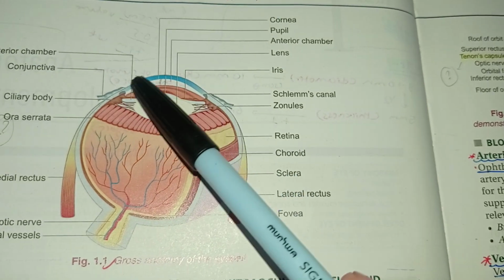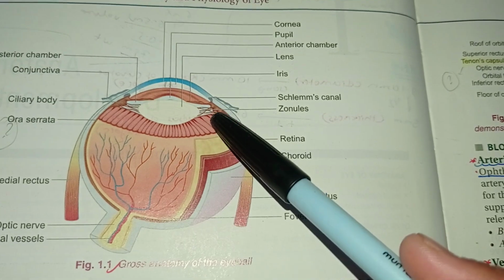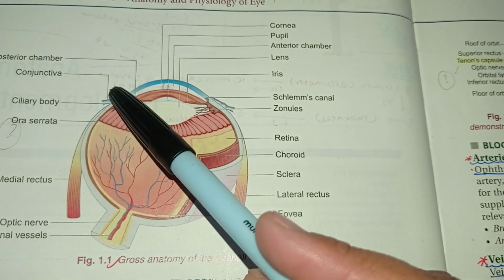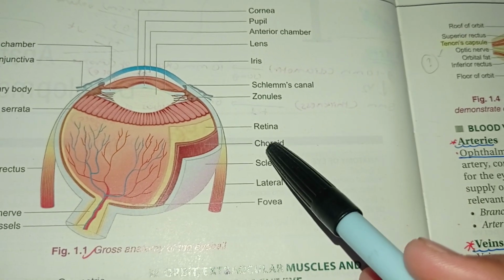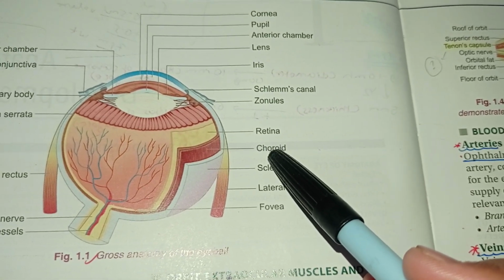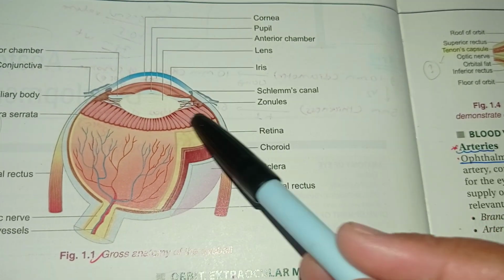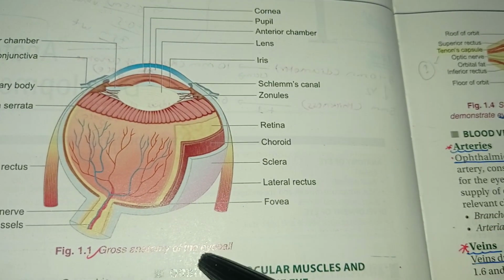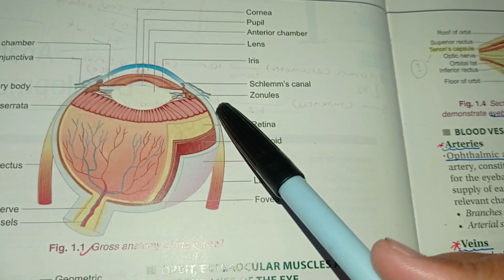The anterior 1/6 of the fibrous coat is also known as the cornea, while the posterior 5/6 of the fibrous coat is also known as the sclera. Okay, and the junction between the cornea and the sclera is known as the limbus. The conjunctiva here is firmly attached to the limbus.